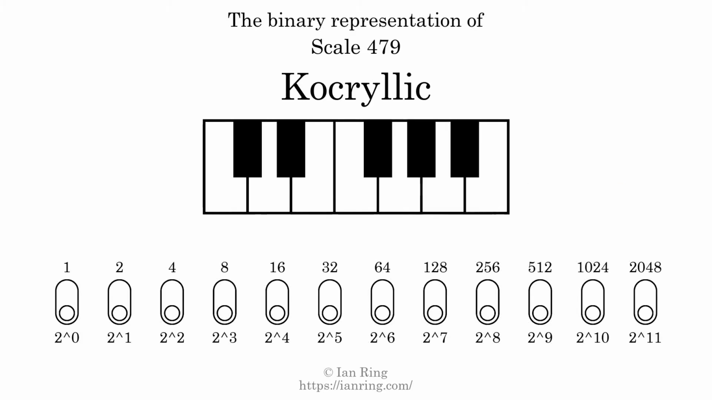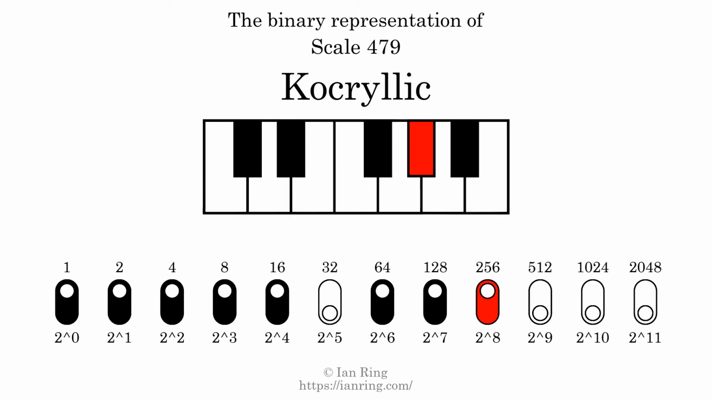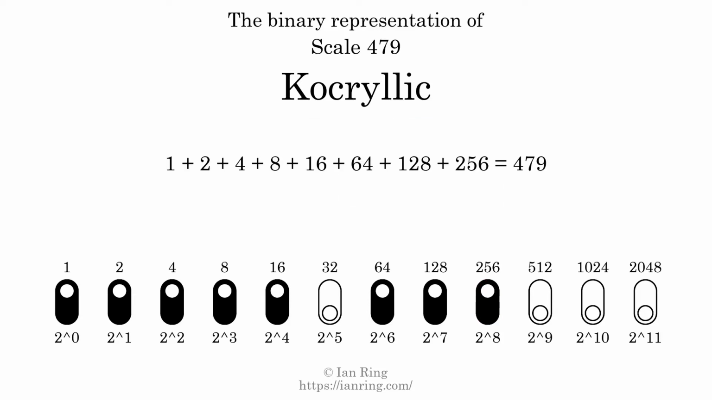The binary representation of this scale is determined by mapping tones of the scale to binary digits. Each binary digit represents a power of 2. To get the scale number, we add the powers of 2 together. The powers of 2 that are present in the scale, all added together, equals 479. That is why the scale number, in decimal, is 479.